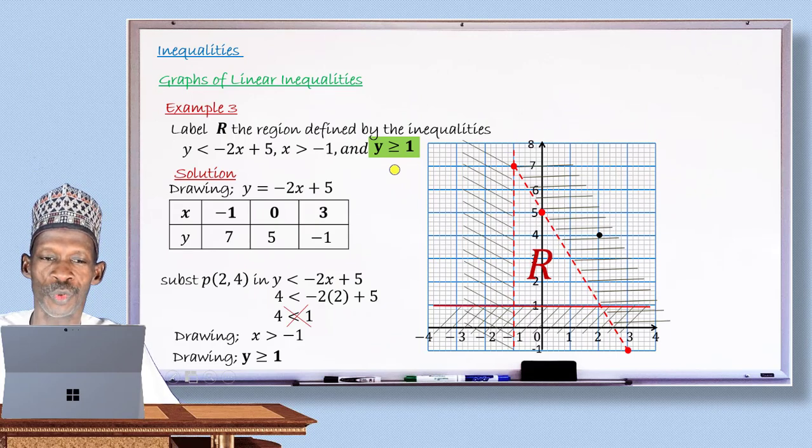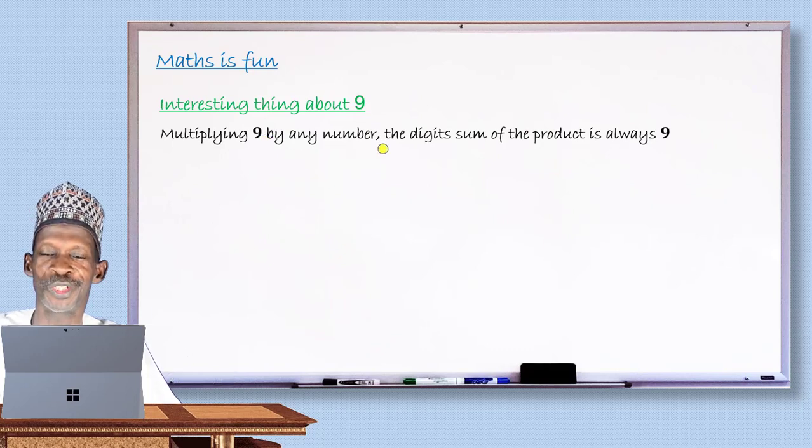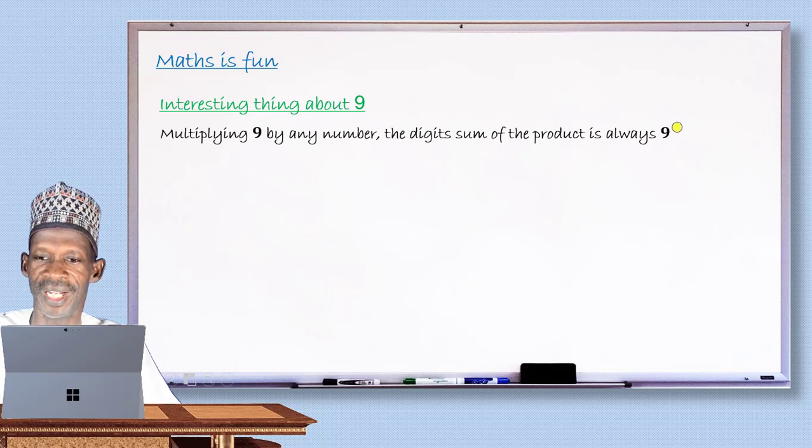And let me just move quickly to the last segment, which is fun, and I explain what is interesting about the number 9. That is so special, so amazing, such that if you multiply 9 by any number, and if you add the digits in those results, you always get the 9 back. This is really interesting. That is 9 multiplied by any number. Those digits in the result, if you add them together, you surely get the number 9 back.